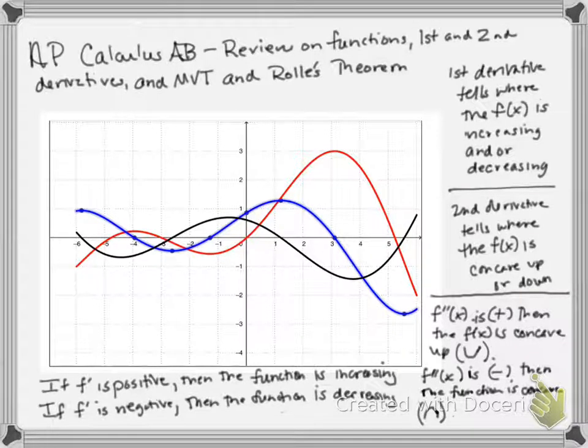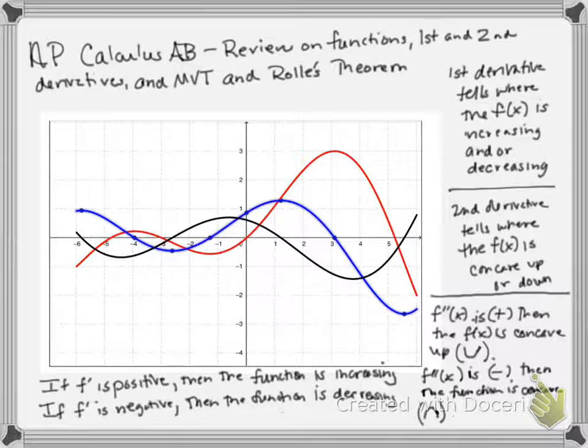If the first derivative is positive, that means if you're looking at your derivative graph, all your points lie above the x-axis. If your points or the graph lie below the x-axis, that means your first derivative is negative. So if your first derivative is positive, the function is increasing. If the first derivative is negative, then the function is decreasing. Also, if the second derivative is positive, then the original function is concave up. If the second derivative is negative, then the function is concave down.